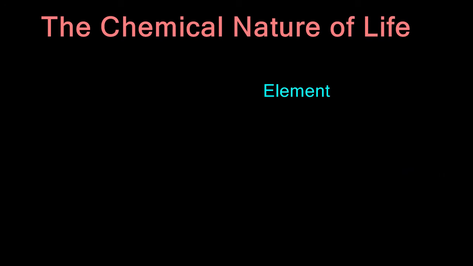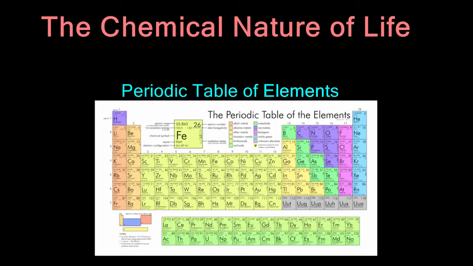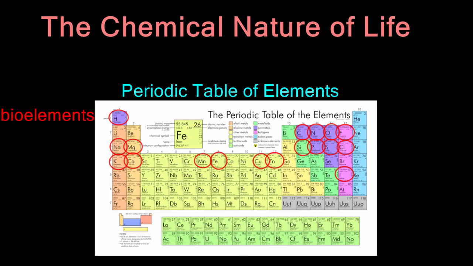Each element has its own specific properties and a place on the periodic table of elements. The periodic table organizes the elements based on their properties. 18 of these elements are essential to life and are called bioelements. Let's take a closer look at the periodic table of elements to see what information it offers us.